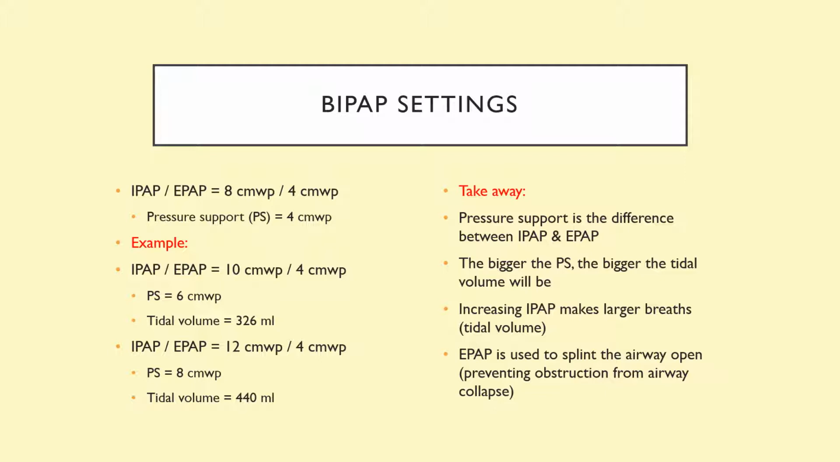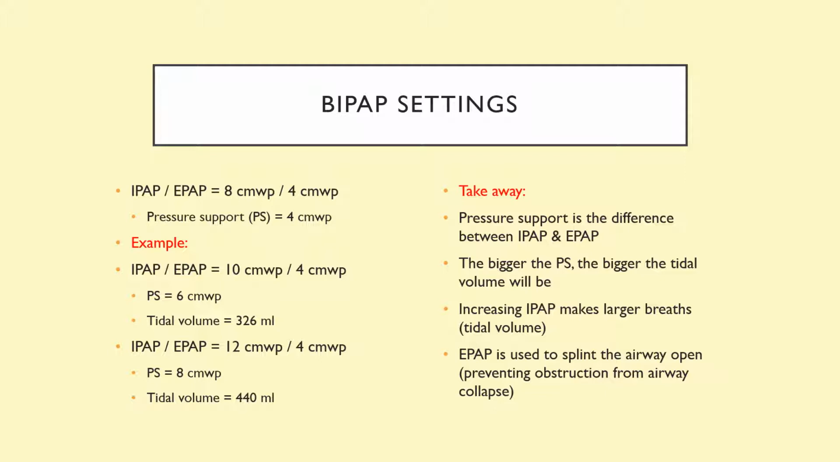And let's say we measure their tidal volume, or how much air they moved in and out of their lungs in one breath, and we find out it's 326 milliliters. Well, if you remember from our previous lesson, normal tidal volume is about 500 milliliters. So with this patient, their tidal volume is still too low. They're still going to hypoventilate. So we need to make them take a bigger breath.